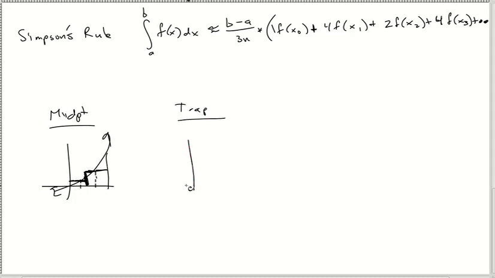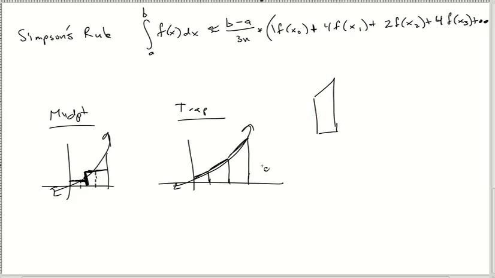Trapezoid rule is the same kind of idea. I'm going to do 3 rectangles, though, because I think that's going to be better. Trapezoid rule is actually going to bring it up to that point and draw a straight line, a trapezoid for each one of these. Basically, it looks like this, and a whole lot of those. You add those up, and you get an answer.